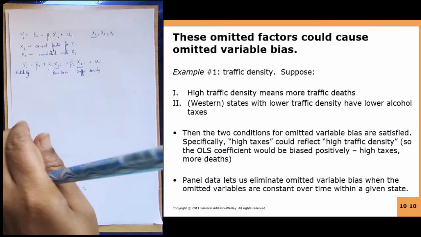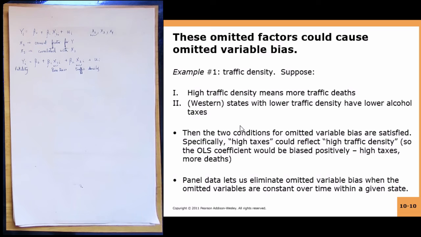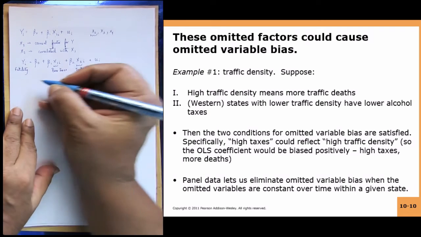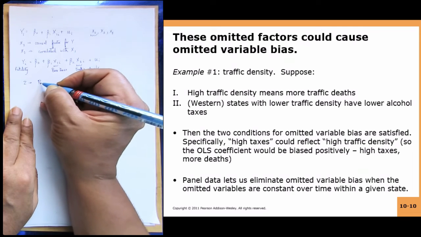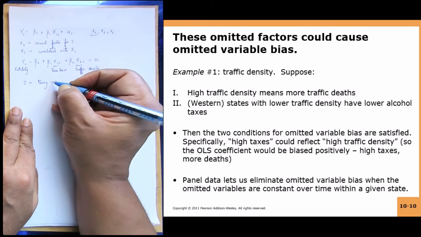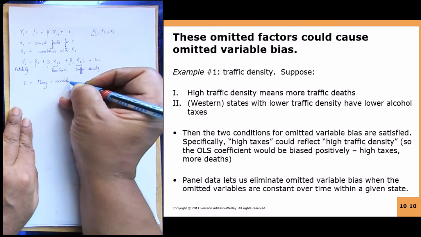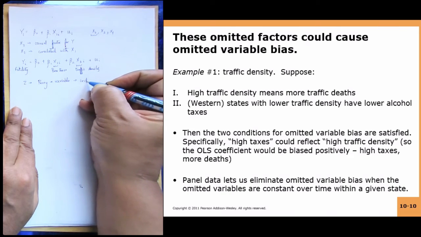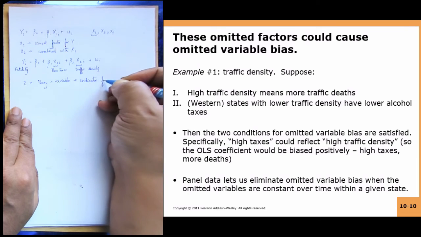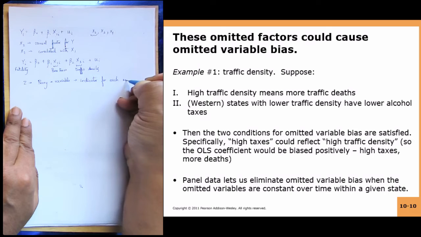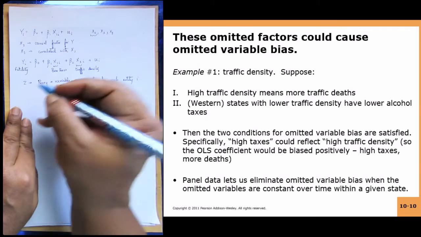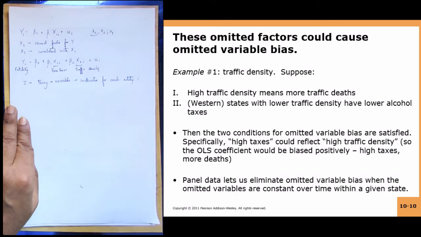But suppose you don't have data for traffic density, or you don't have data for culture, or you don't have data for the quality of roads. So what you do is you introduce the idea that you could use a proxy variable, that is z, which is an indicator variable for each entity i.